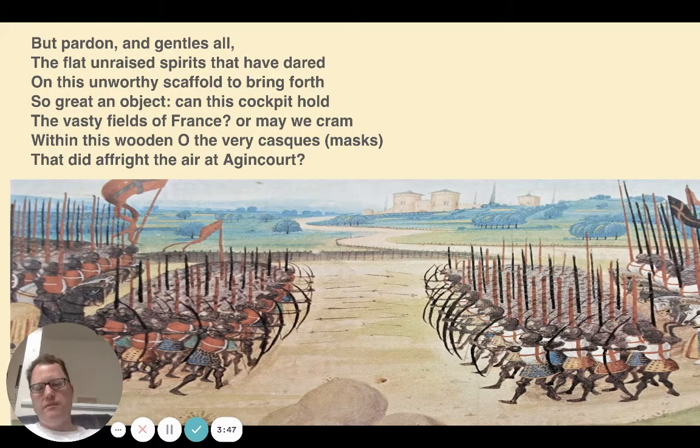But pardon, gentles all, the flat, unraised spirits that have dared on this unworthy scaffold, the stage, right? The stage is not worthy to show these events. It's a humble beginning to a play, to bring forth so great an object. Can this cockpit hold the vasty fields of France? Or may we cram within this wooden O, this is the Curtain Theater, the very casks that did affright the air at Agincourt.